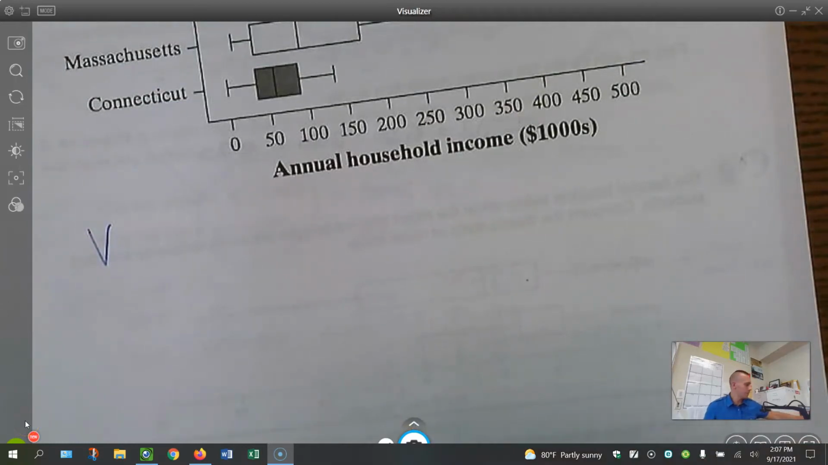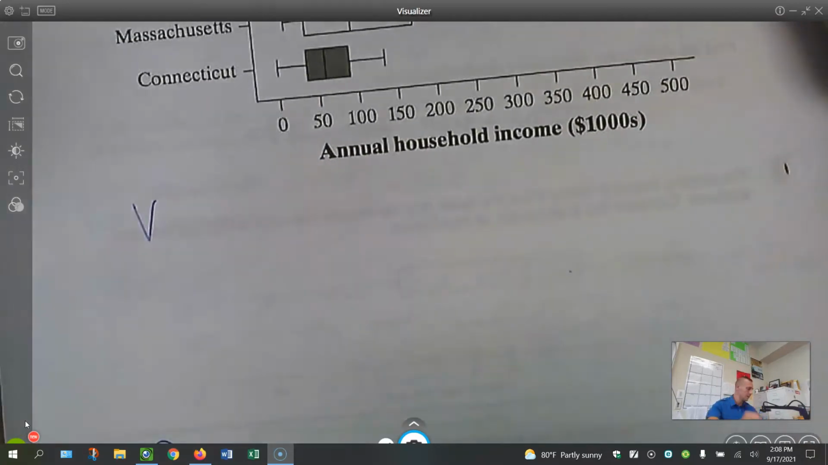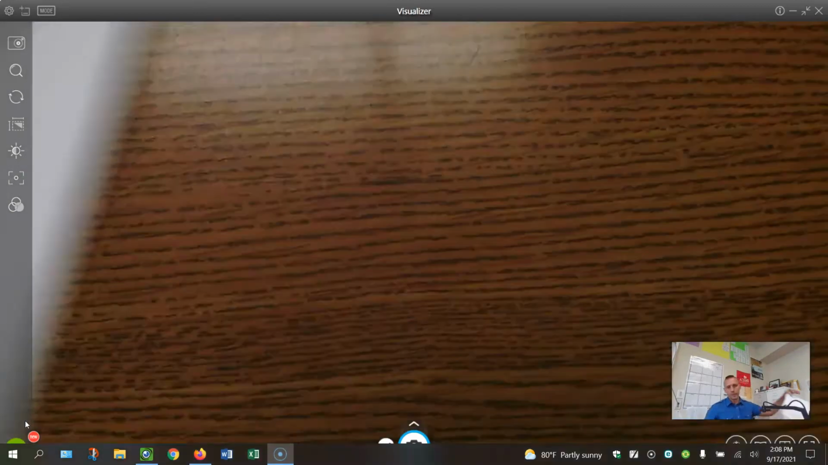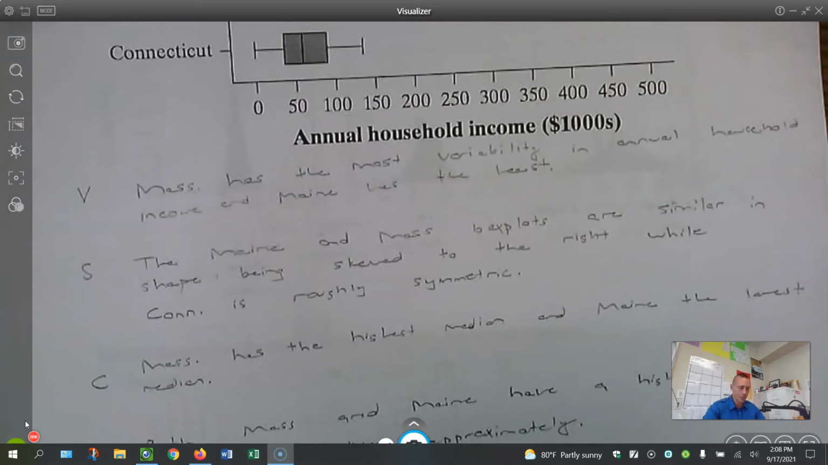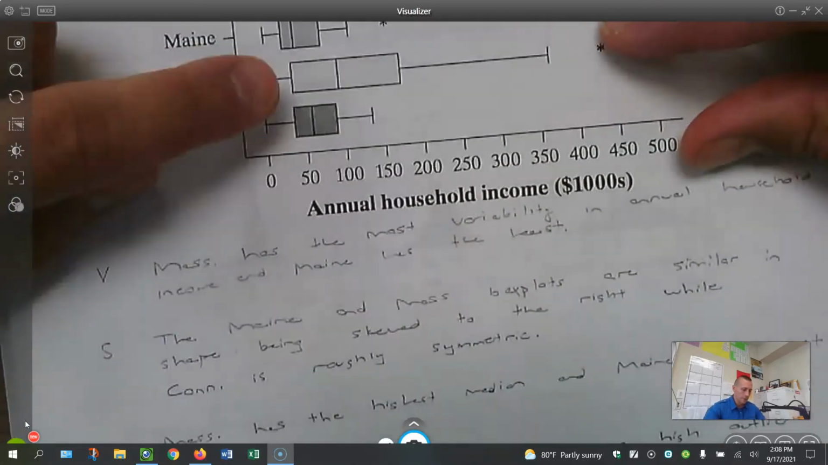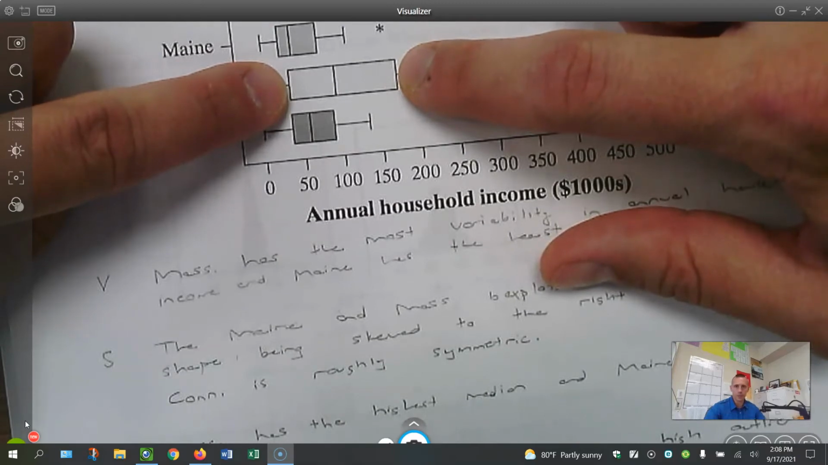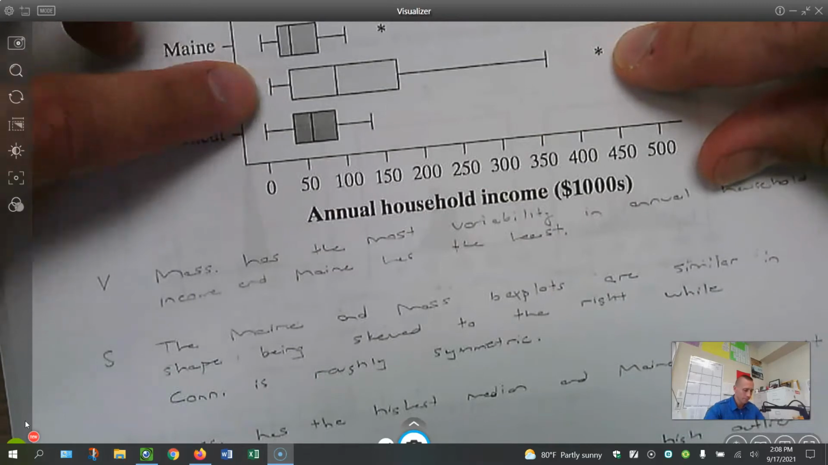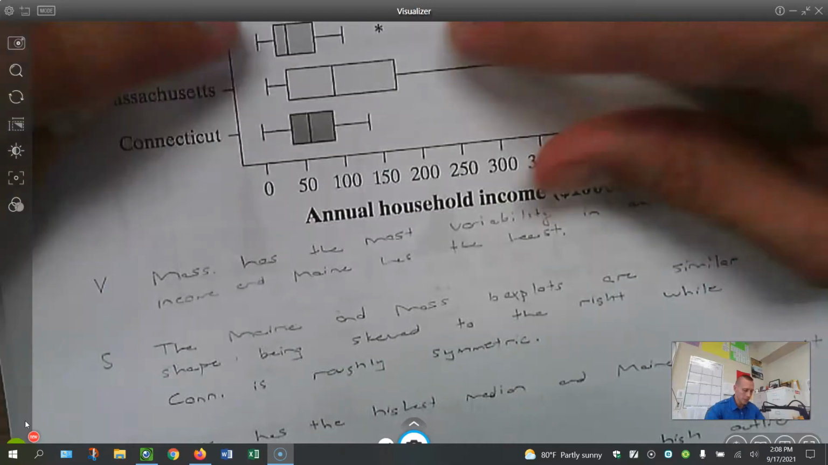All right, everybody. So here's the rest of the lesson for today. We did talk about the variability and the center in class, but I'm going to go over it again. I'll zoom this in so you can read my writing and I'll also read it. For variability, I'm looking at a couple things. I'm looking at the interquartile range, the spread of the middle 50% of the data, and the min and the max. So Massachusetts has the most amount of variability in annual household income, and Maine has the least.